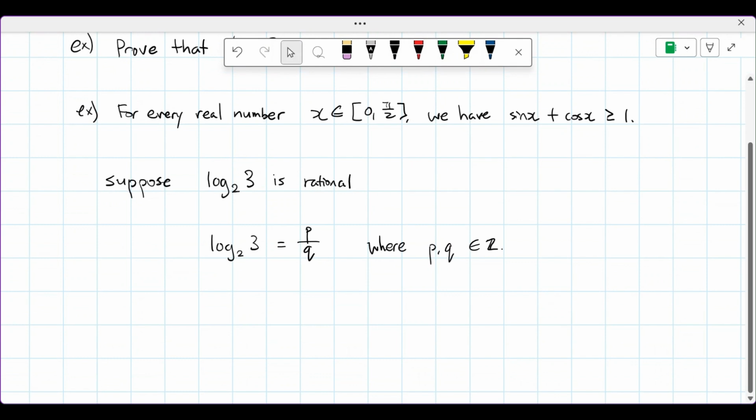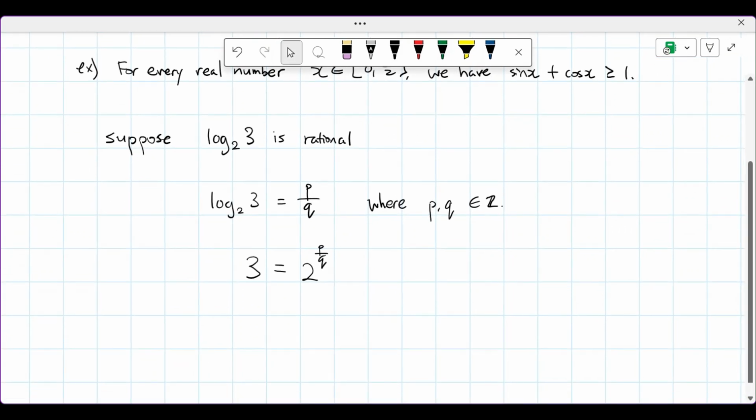At this point, we can make both sides a power of base 2, which means that my left-hand side will just become 3, and my right-hand side will become 2 to the power of P over Q. Now we can raise both sides to the power of Q, and the left-hand side will just become 3 to the power of Q, and the right-hand side becomes 2 to the power of P.